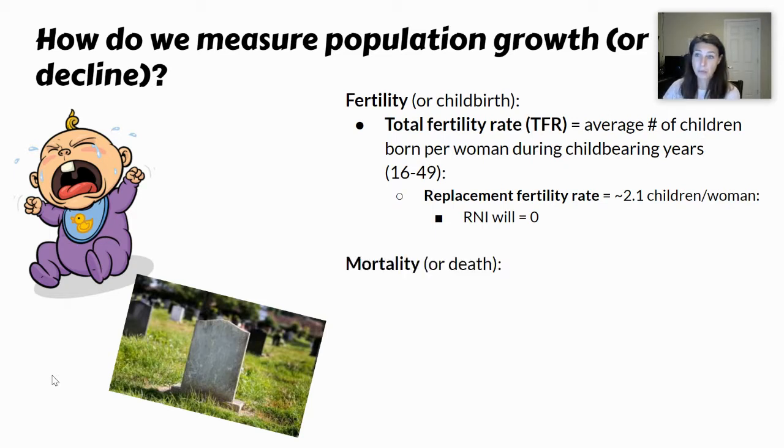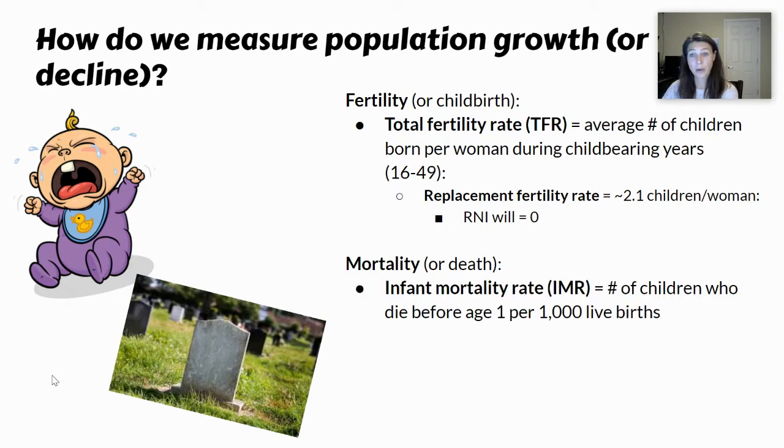The other way that population can be measured in terms of growth or decline is by death rates. So how many people are actually dying in a population? And there's a couple of different measures for this, and we'll talk about one here and then another on the next slide. So you can look at infant mortality rate, which is a sad rate, but it's the number of children who die before their first birthday per 1,000 lives. So infant mortality rate tends to be higher in periphery countries, tends to be lower in core countries.